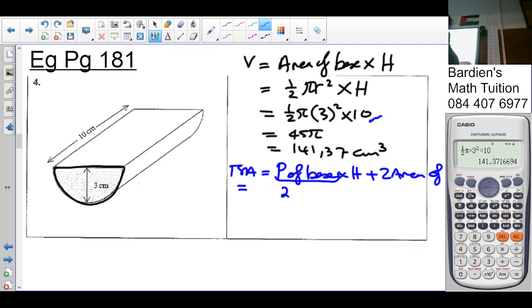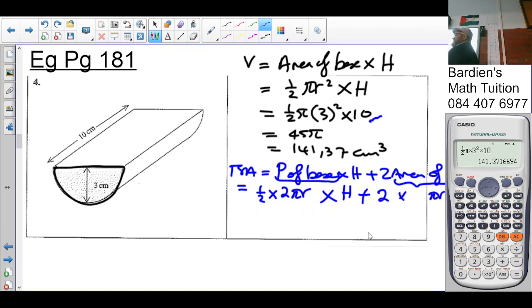So it's going to be 2 pi r divided by 2. Why divided by 2? Semicircle. Times the height plus twice the area of the base. How do you calculate the area of a base? Pi r squared. So it's going to be pi r squared. But it's a semicircle, so I must multiply it by 1 divided by 2. Make sense?